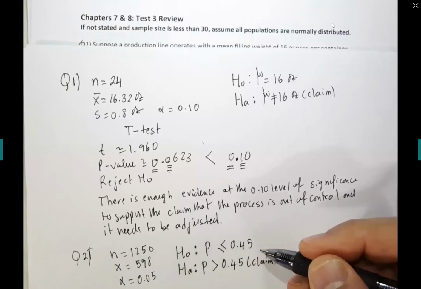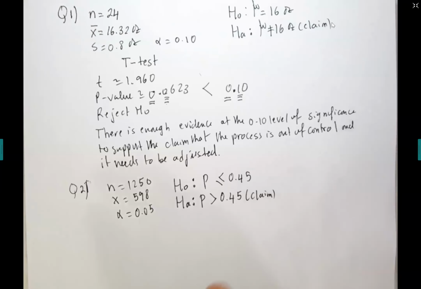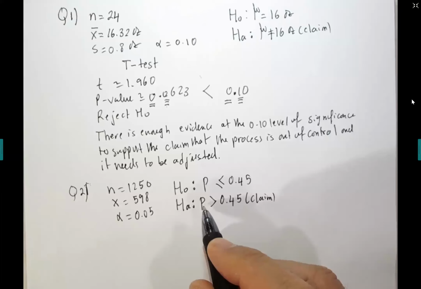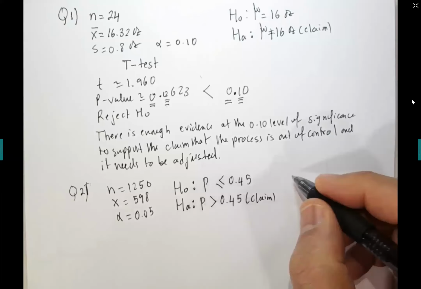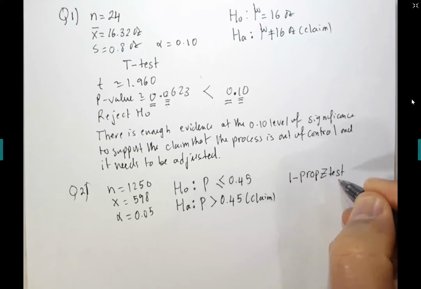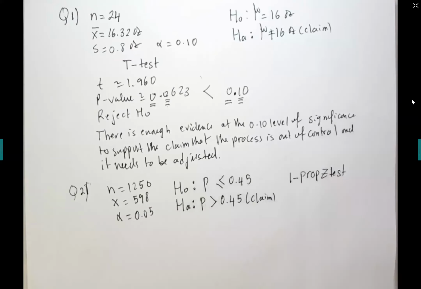And what's the name of the test that I'm going to be using right here, guys? Can you remind me? Not a z-test, this is a P. So it's called what? One proportion z-test. Okay? Yep. All right, let's do it.